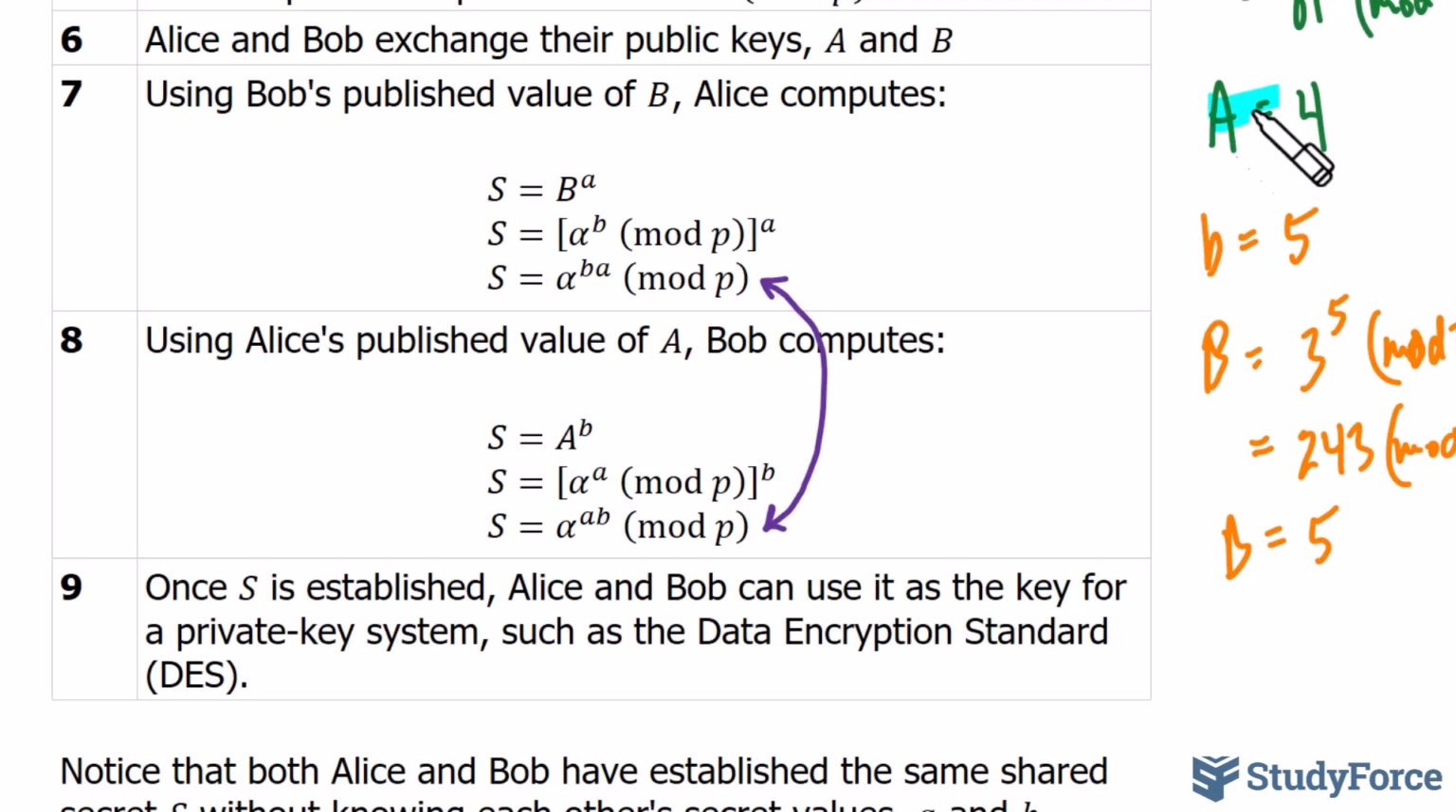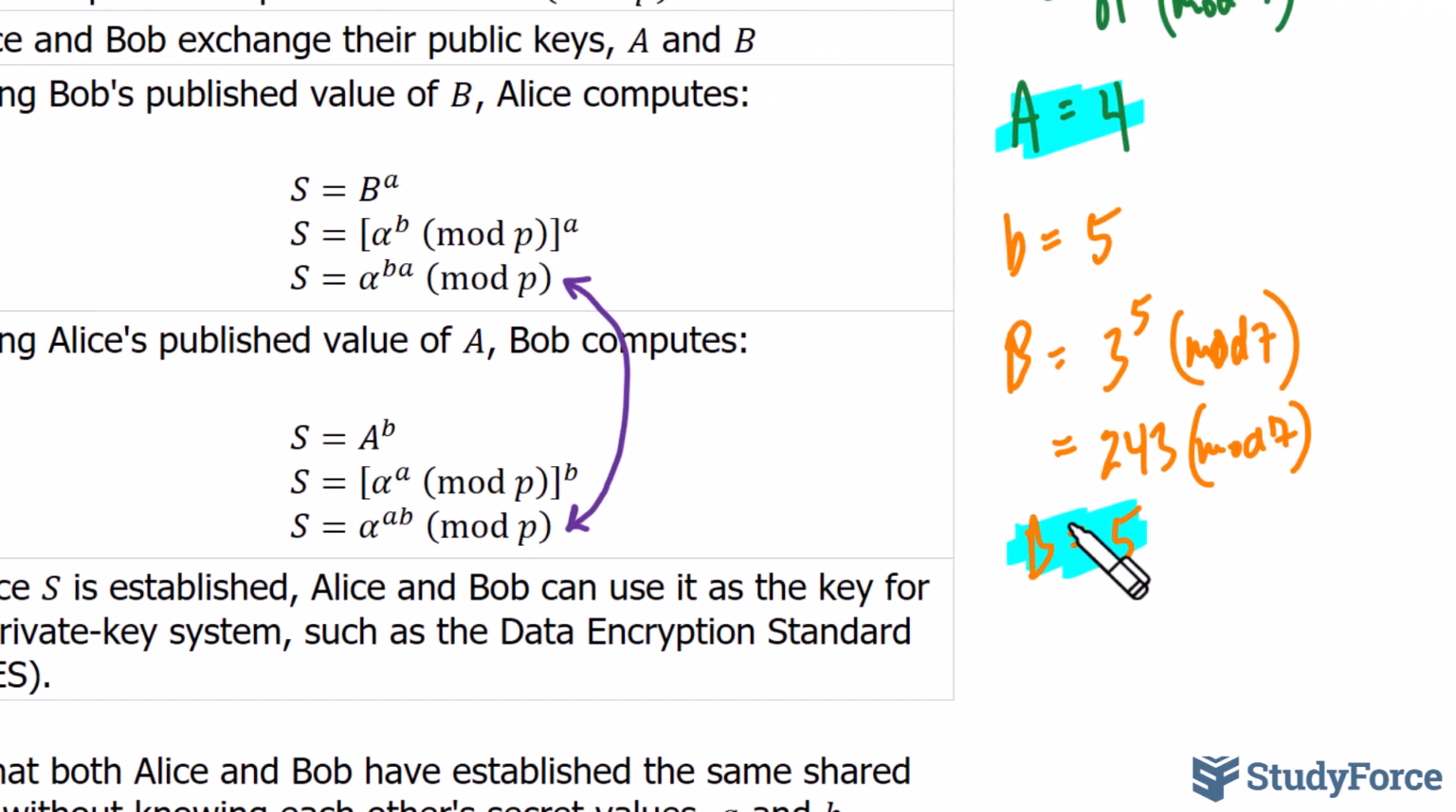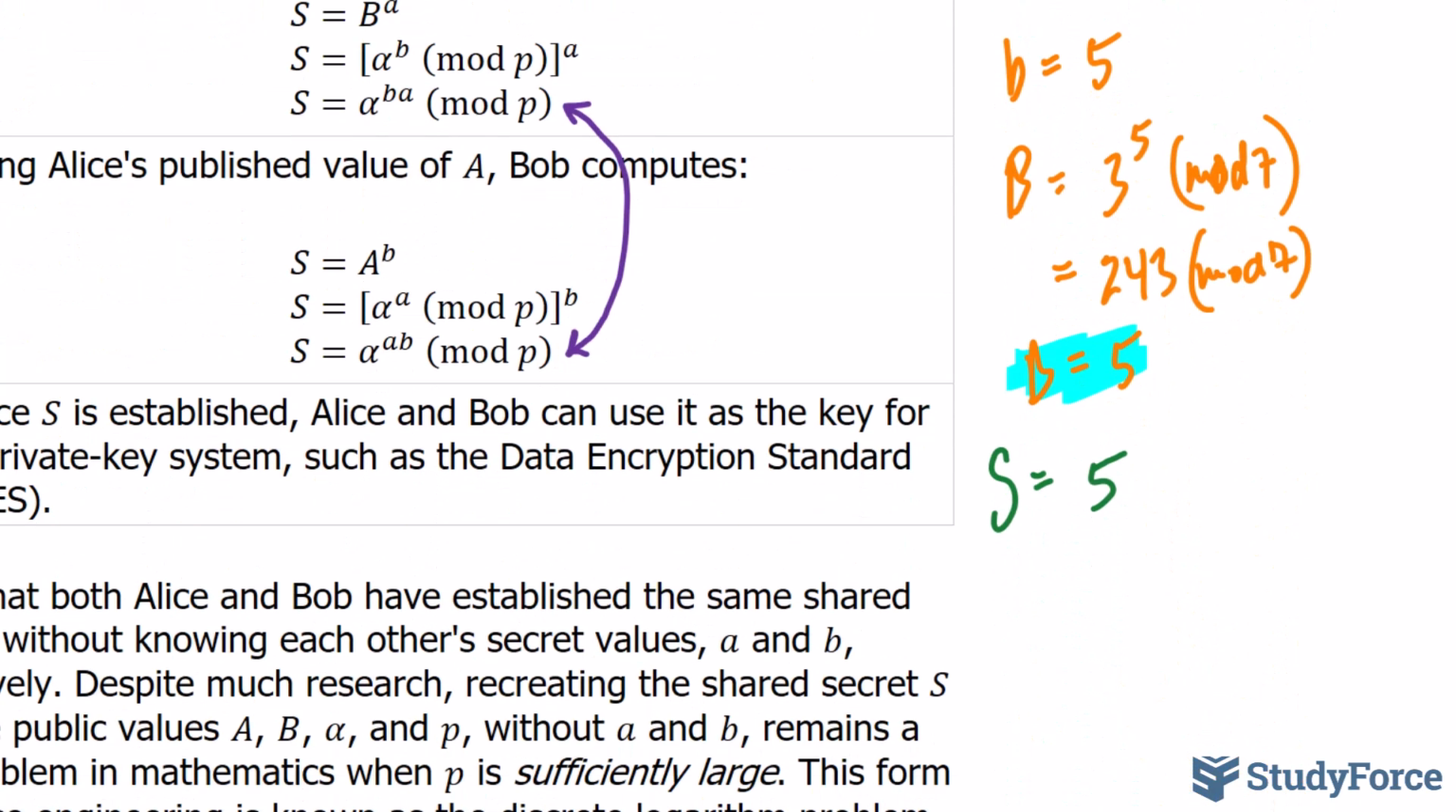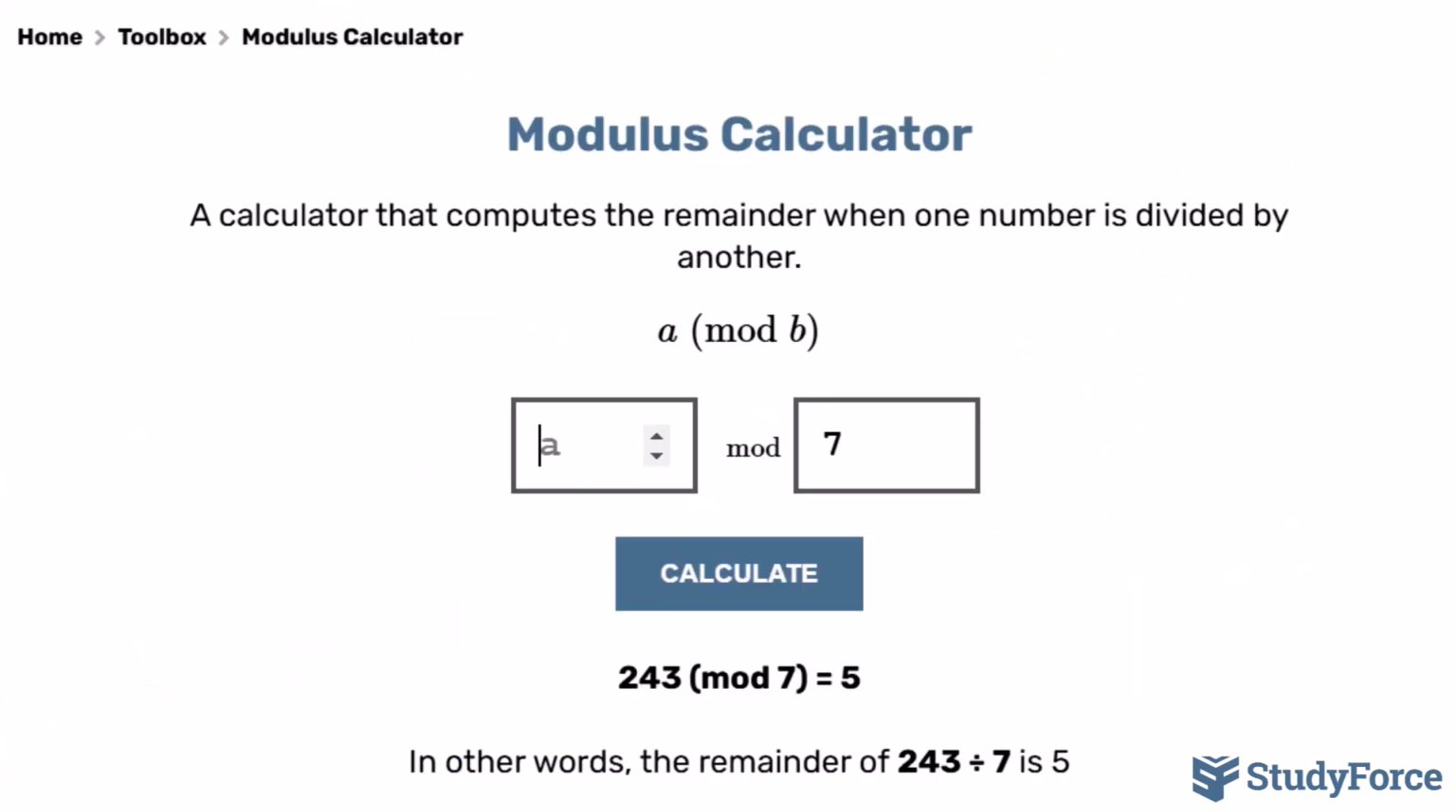Once capital A and capital B have been published, both Bob and Alice can go ahead and compute their shared secret. So we'll begin with Alice computing her shared secret. We have S is equal to what we found for B raised to the power of a. That was Alice's secret number. And again, that lowercase a value is 4. And we'll take this to mod 7. So 5 to the power of 4 happens to be 625. And using our modulus calculator, 625 mod 7 makes 2.